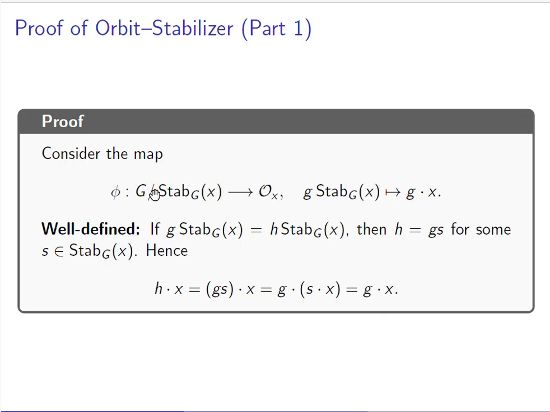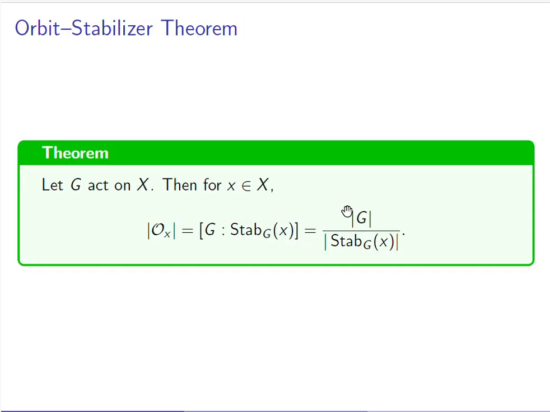Therefore, the size of the set of cosets is equal to the size of the orbit of x. If G is finite, this is exactly the size of G divided by the size of the stabilizer. But in general, this is just the index, the number of cosets you have of the stabilizer in G. Okay, so that's our orbit stabilizer theorem.